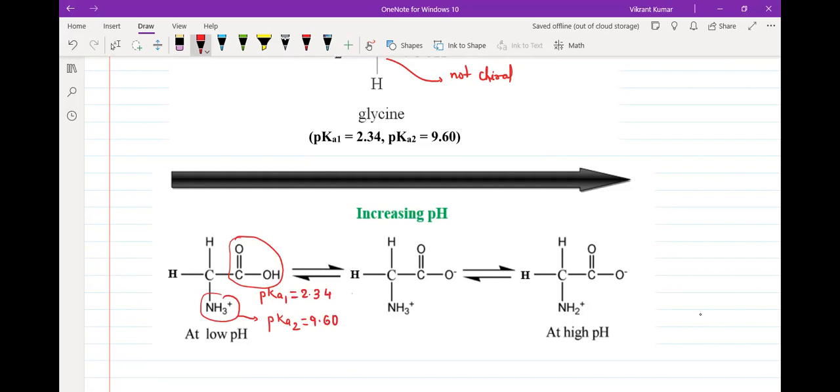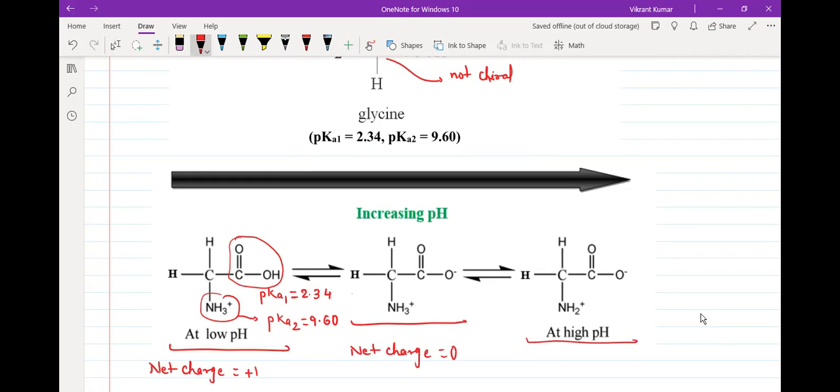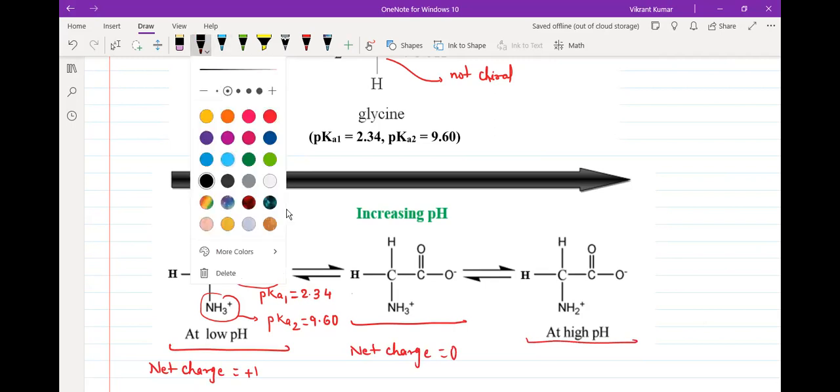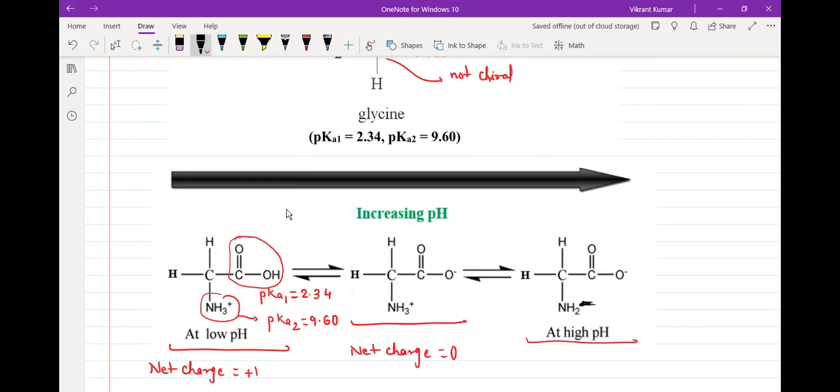Now, if you see the net charge of this form, tell me, what is the net charge? +1. What is the net charge of this thing? 0. Definitely it has released one H+, so it has got 0 charge. And what is the net charge of this? This is not NH2+. This is NH2 only. It is simply NH2. So this is having net charge -1.